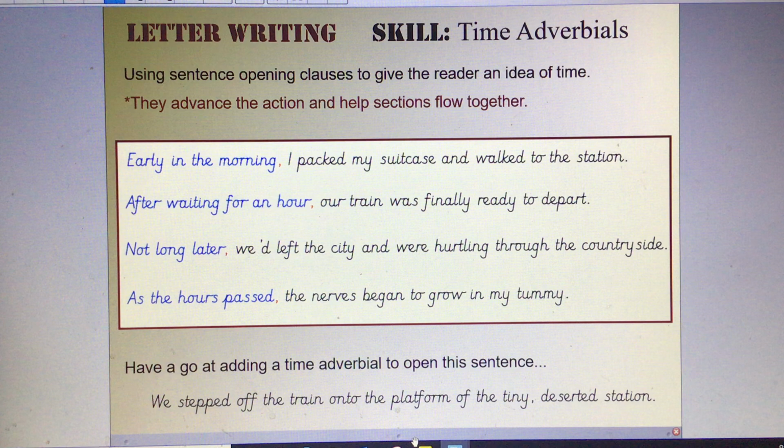I've written a sentence here at the bottom that has no sentence opener. We stepped off the train onto the platform of the tiny deserted station. You have a go now. Pause the video. See if you could think of a good time adverbial that you could use to open this sentence. Don't forget that you'll need a comma, and obviously this capital W will need to turn into a lowercase w.